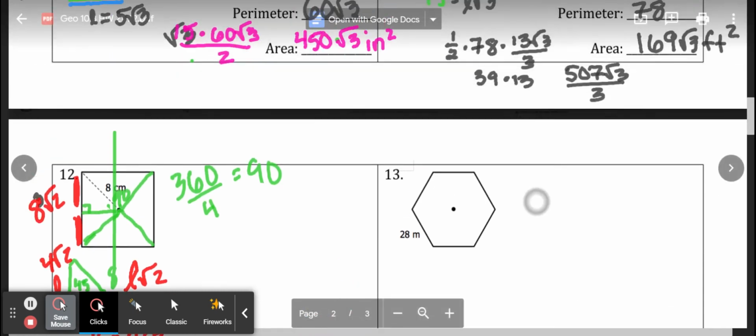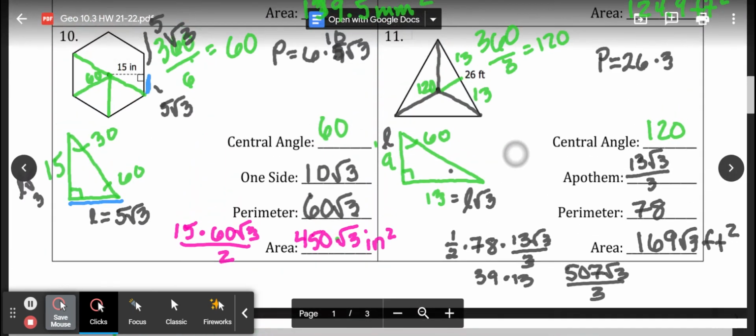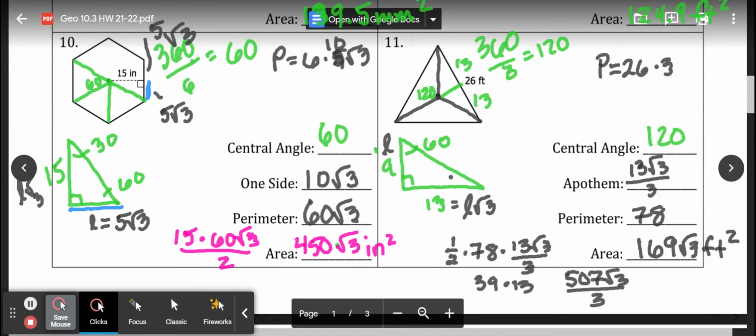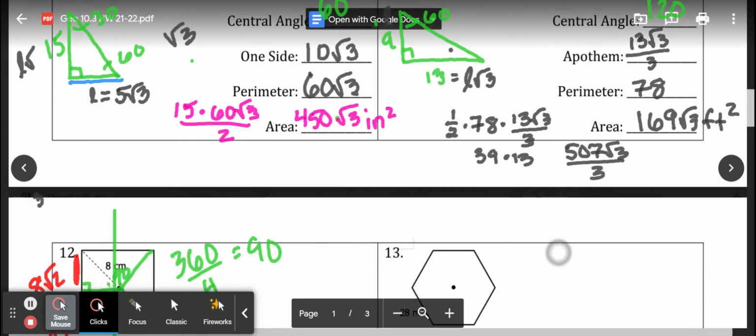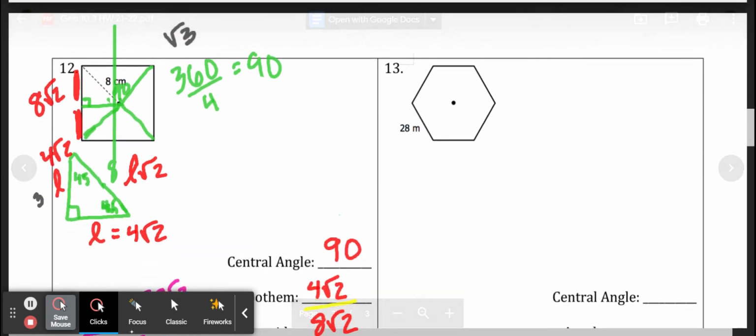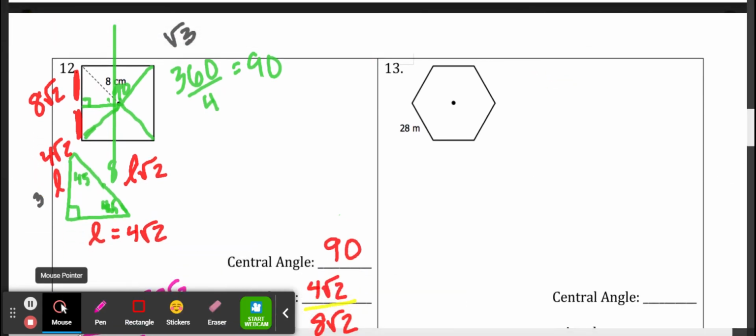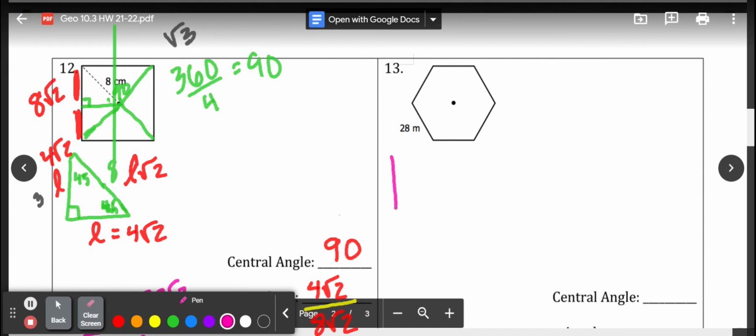Now, we already did a hexagon. I'm going to show you a little fast way of doing this. A hexagon, remember, is a 30-60. So 30 is at the top, 60 at the bottom. So you can almost go straight to this triangle, which is what I'm going to do because it saves me a lot of time. So I'm just going to automatically go to the 30, 60, 90 triangle, where this is half the side. So this is 14 down here.